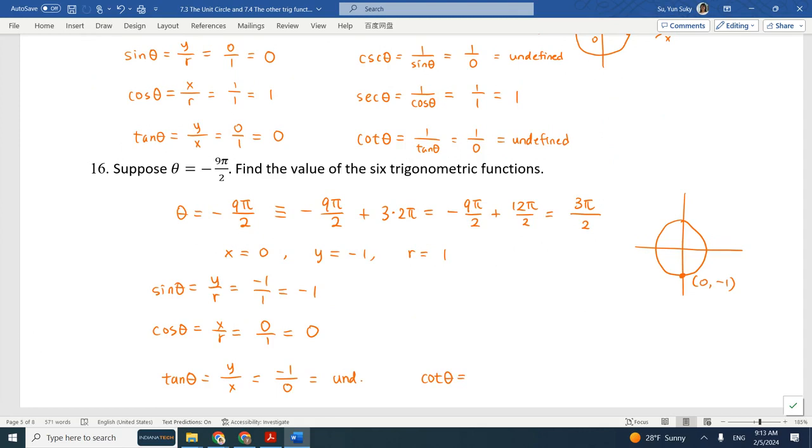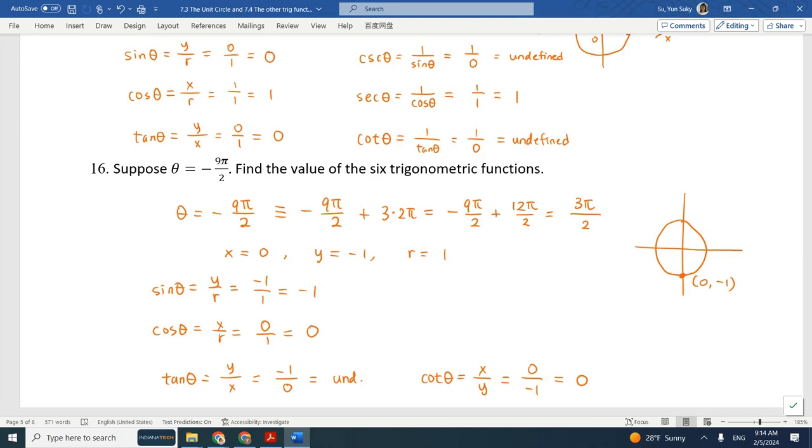And cotangent is 1 over tangent. Okay. So 1 over tangent, 1 over undefined, you don't know what it is, right? But if you look at y over x, then cotangent is x over y. X is 0 over negative 1 is 0. Is that okay, everybody? If it's undefined, we cannot say 1 over undefined is 0. So if it's undefined, it's better to look at it in terms of x, y, r. Then we know, oh, cotangent is x over y. So that is 0.